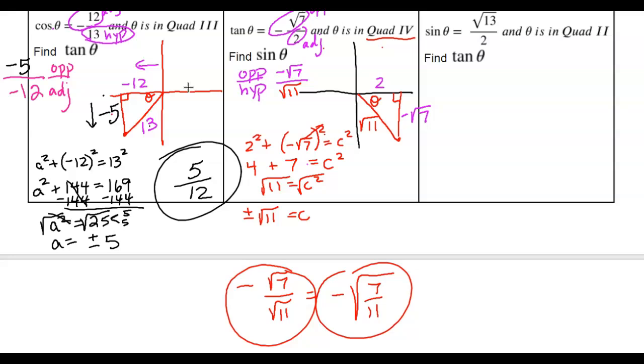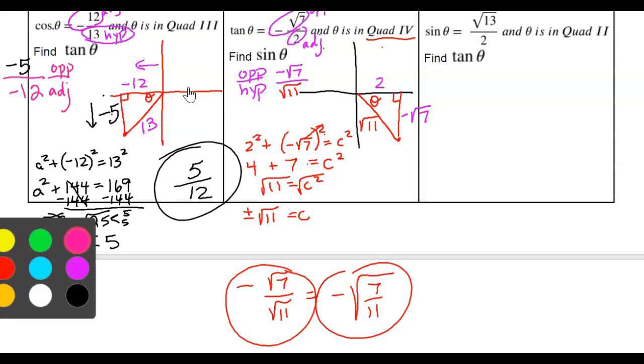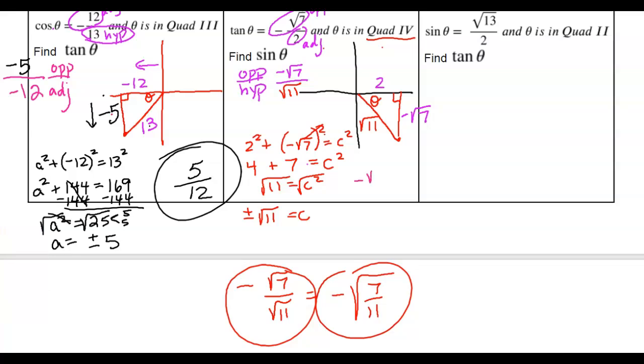Now, let's say it was multiple choice. That could be one of the answers. Let's say it's not though, and they did rationalize. So let's review rationalizing from semester 1. So I've got negative root 7 over root 11. Rationalize means to multiply by the root that's in the denominator on both, okay?